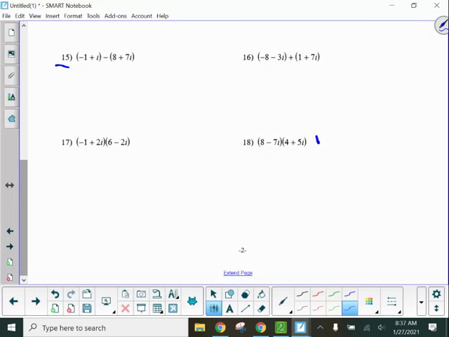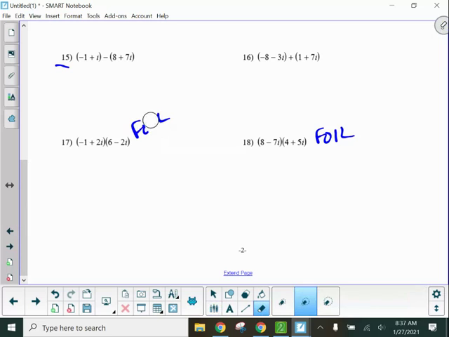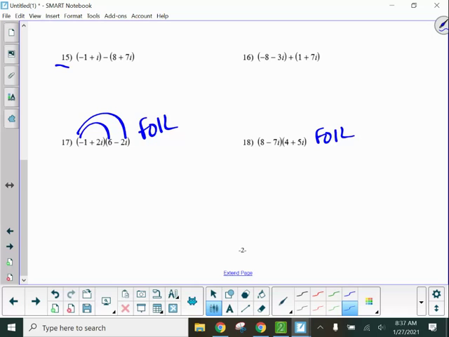17 and 18 are FOIL questions. So you're multiplying. Oh, I spelled FOIL a little bit wrong there. Let's try that again. So I'm multiplying the first terms, the outer terms, the inside terms, and the last terms.